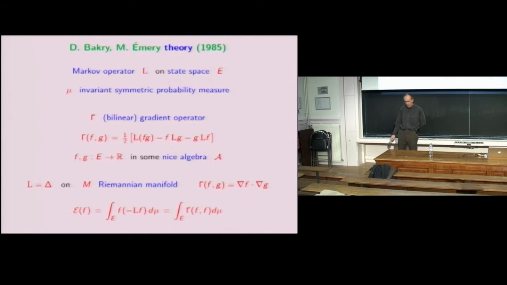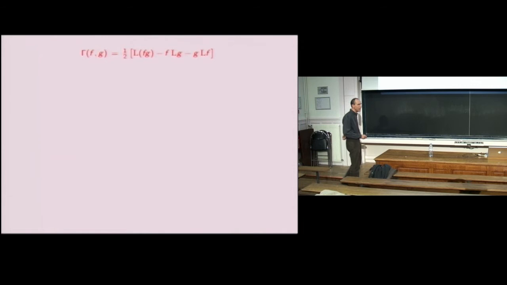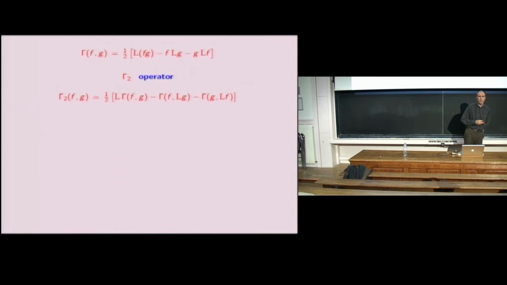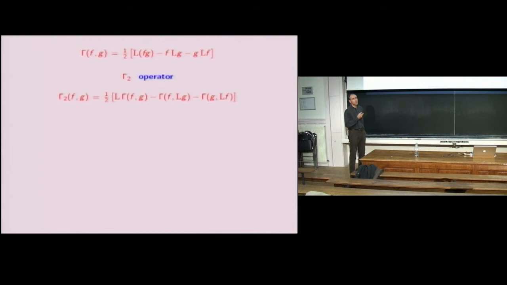Now, the game here is the following. You start from this definition of the gamma operator, and then gamma should actually be gamma 1, and then you define a gamma 2. So what is the rule for gamma 2? It's exactly the same as the one for gamma, but each time you see a product, you replace it by gamma. Now, what is the interest of this expression gamma 2? This is exactly the expression that you have on the left-hand side of the Bochner formula.